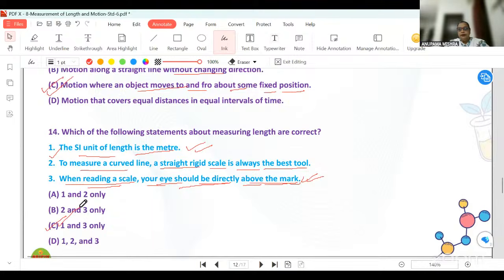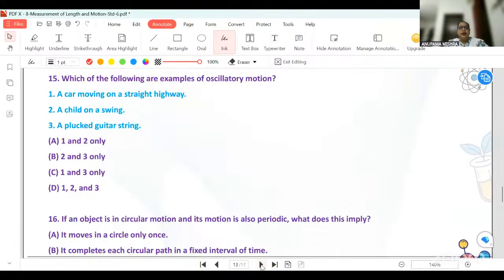Clear? Let us go to the next one. Which of the following are examples of oscillatory motion? Think and tell me.